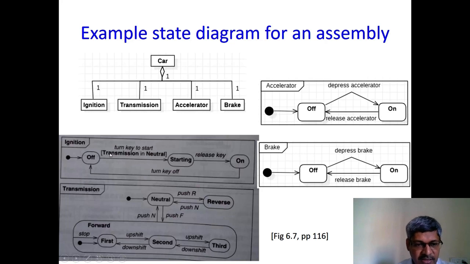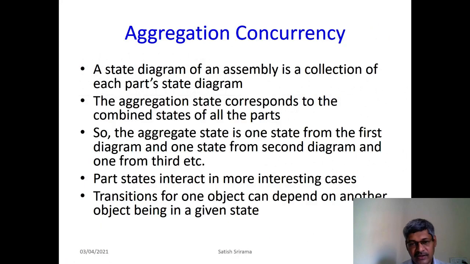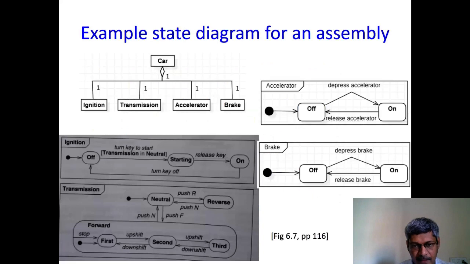So in this particular state diagram, the basic condition is that you are checking the transmission, which is one of these parts. The transmission's substate should be in neutral. Only when you are in this particular state can the off state go into the starting state for the ignition. This is an interesting case. That is about this sort of aggregation concurrency. I hope that is clear. Now let's move on.